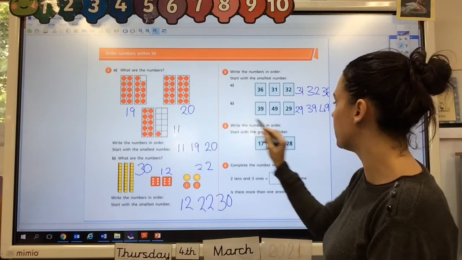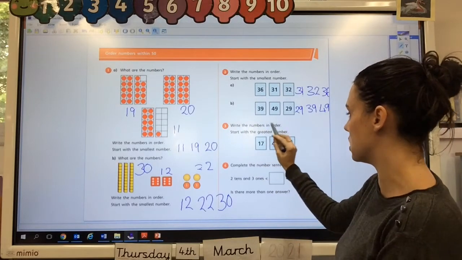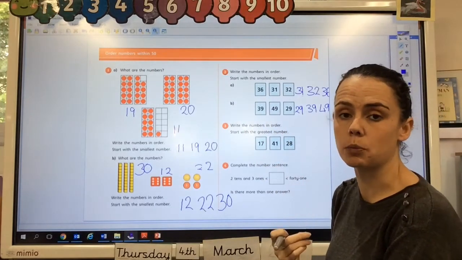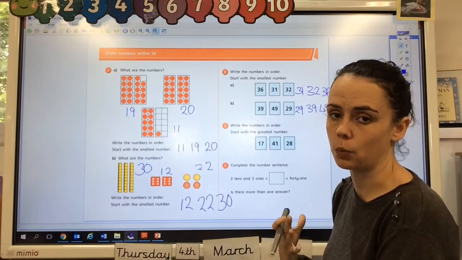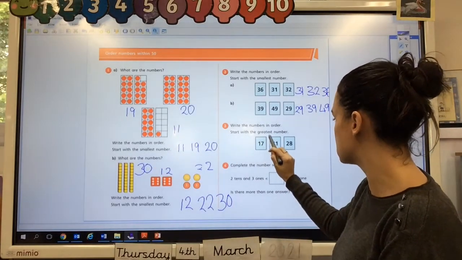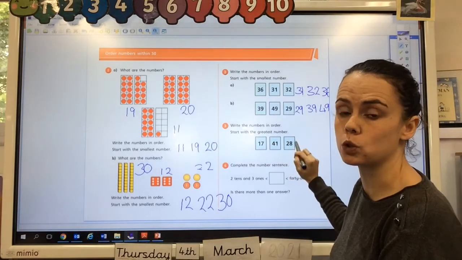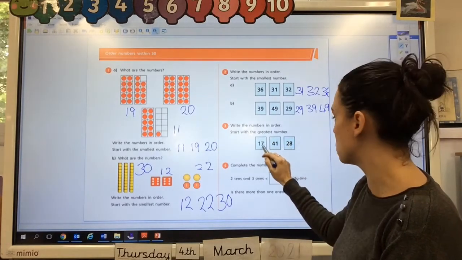Great work. Now, write the numbers in order. Start with the greatest. So this time we're starting with our biggest number and working our way down. So we've got 17, 41 or 28. So which one is bigger?